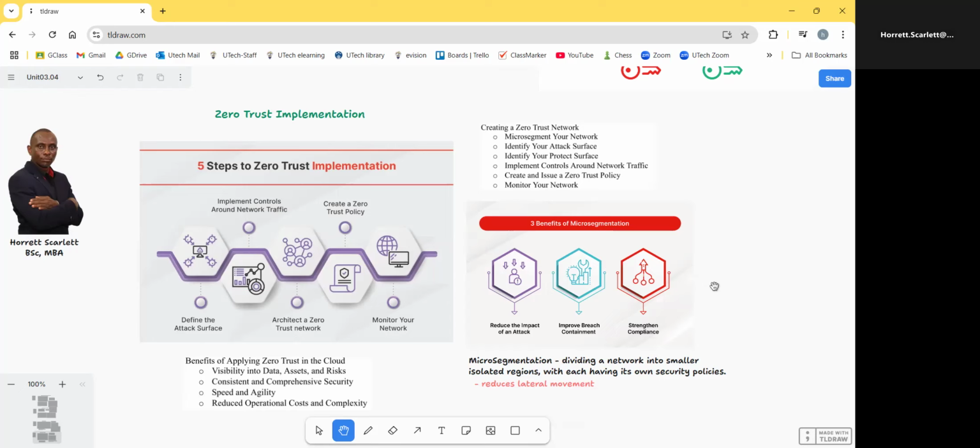And we can't end the segment without talking about cloud computing, because a lot of organizations now have part of their presence within the cloud. And because this presence is in the cloud, then there are some concerns that we have to navigate. But there are also some benefits that we can accrue. For example, reduced operational cost and complexity.